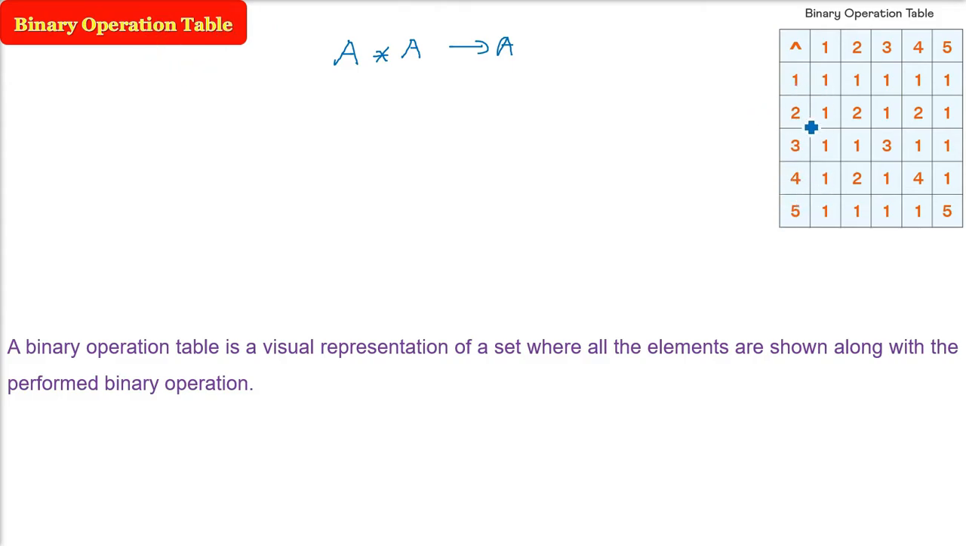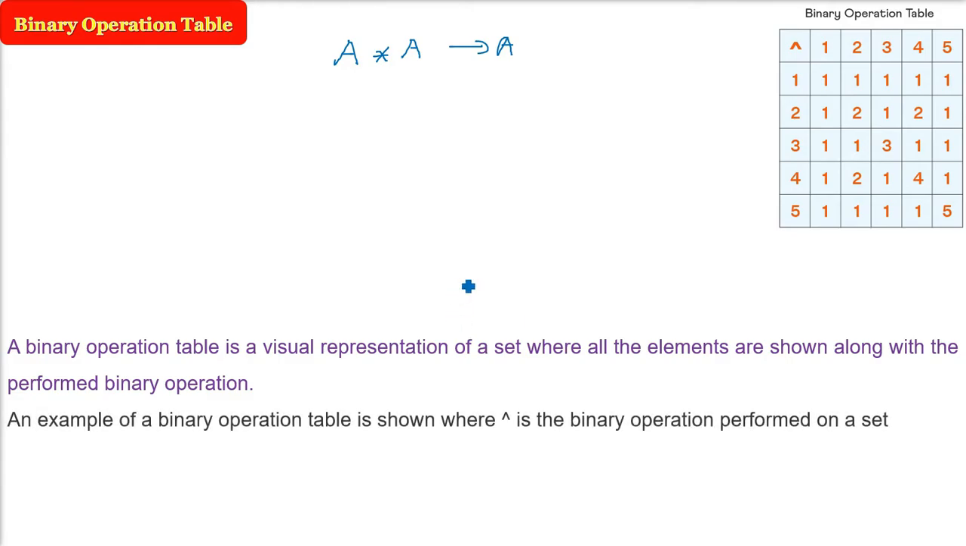So this binary operation table is a visual representation of a set where all the elements are shown along with the performed binary operation. This can be any binary operation. So you can perceive, it's visually very overwhelming. You can easily see what is happening where, rather than writing line by line.